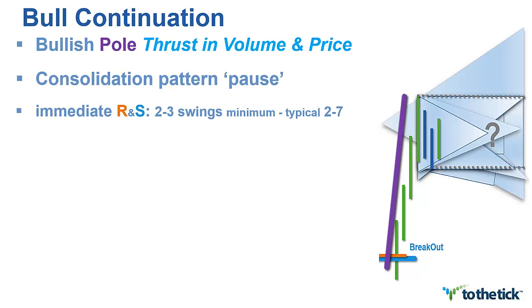Then our pattern, that's the pause, our consolidation pattern. We look for volume to do the same thing regardless of which pattern. We outline immediate resistance and support, 2 to 3 swings as a minimum, 2 to 7 is typical, and again it can take longer on some of the bigger patterns. Remember, it's still maintaining the structure is the rule. The longer it takes, the more momentum has died. But again, watch your volume.